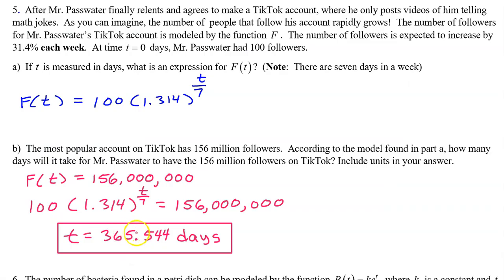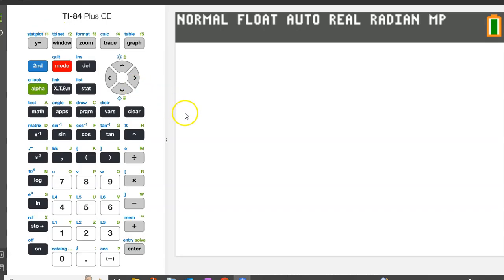It will take Mr. Passwater 365.544 days to reach 156 million followers. That's about a year. We can also use the numeric solver to find the solution.